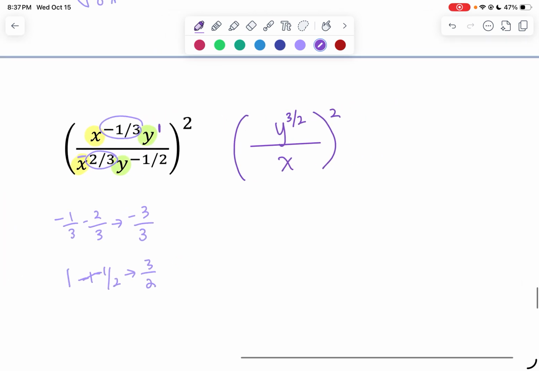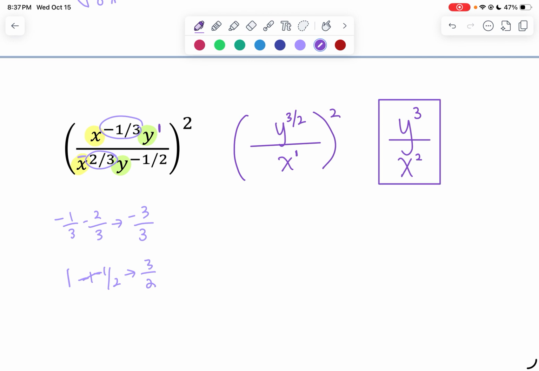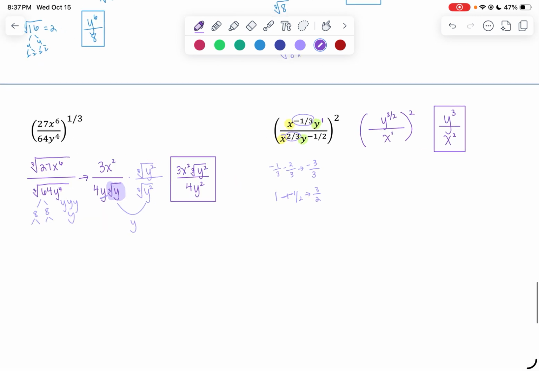Because once you do that, remember that a power to a power we multiply. What's 3/2 times 2? The 2's just cancel, so that's y cubed in your numerator. And then in your denominator, you're going to get x squared because that's a 1. 1 times 2 is 2. That's it. So I don't even have to go to radical form. Everything kind of worked out really, really nice and neat, okay?